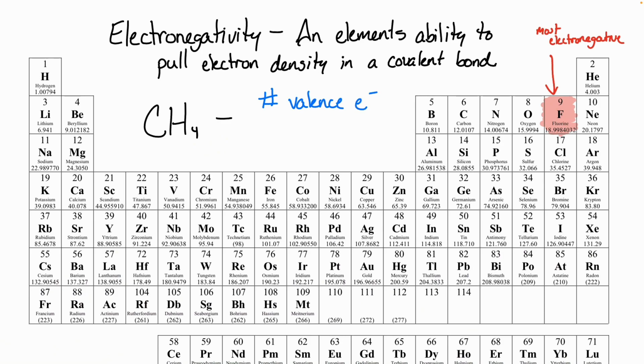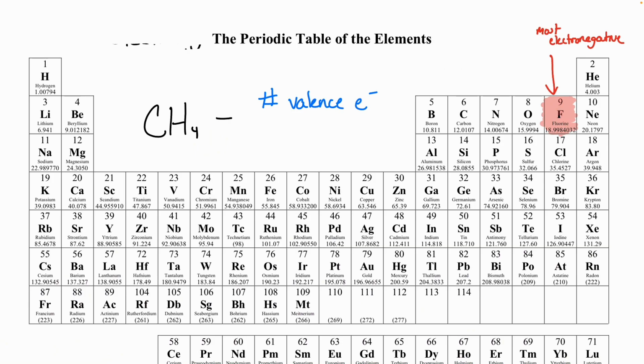We discussed how you can tell the number of valence electrons in an element just by looking at the periodic table. We're going to number our columns: 1, 2. We're going to skip over those transition metals and just keep going: 3, 4, 5, 6, 7, and our noble gases are 8.